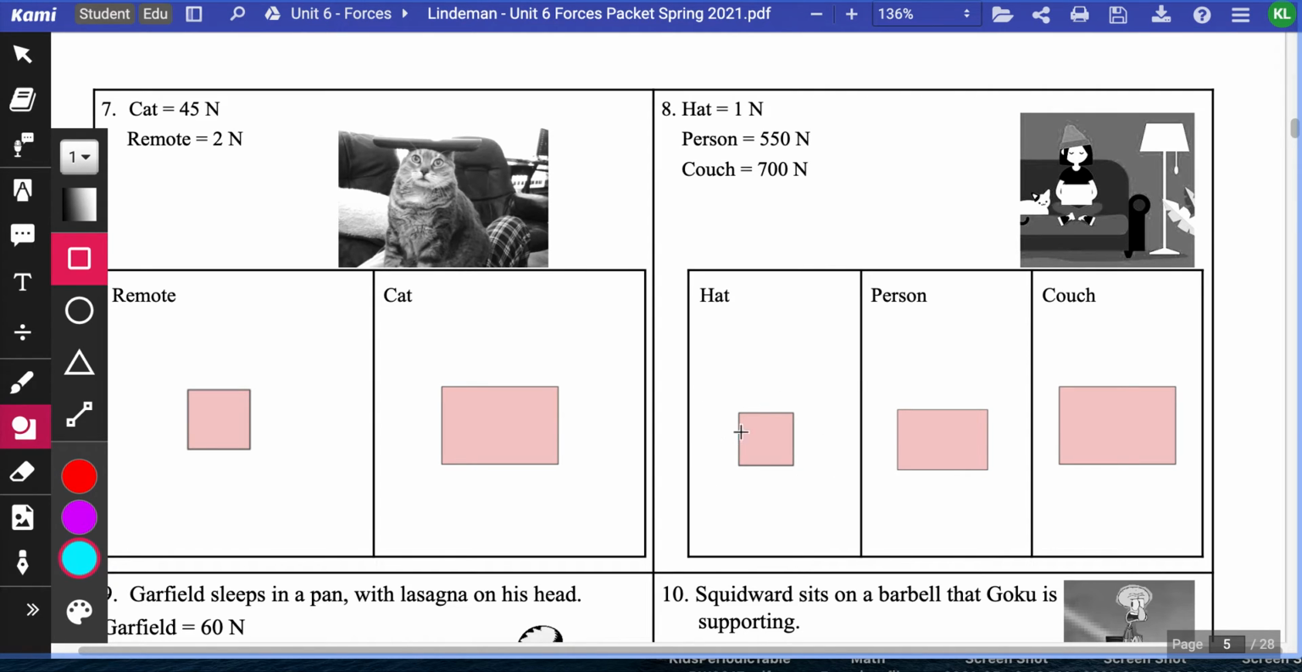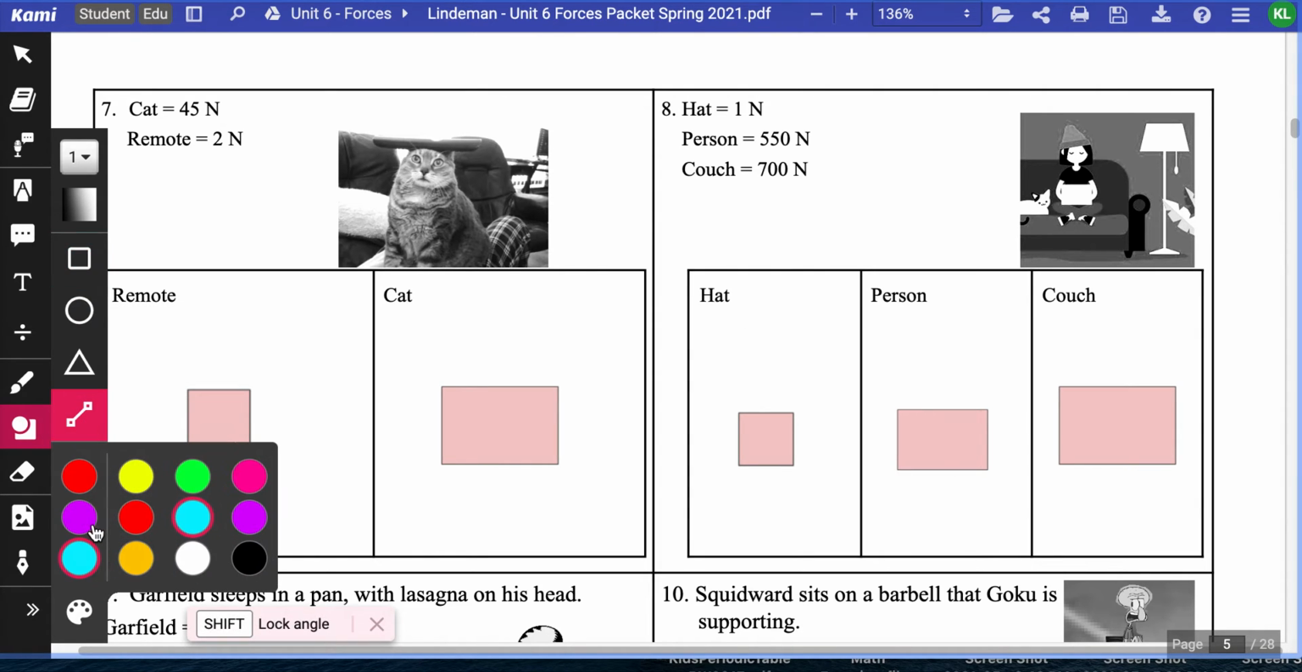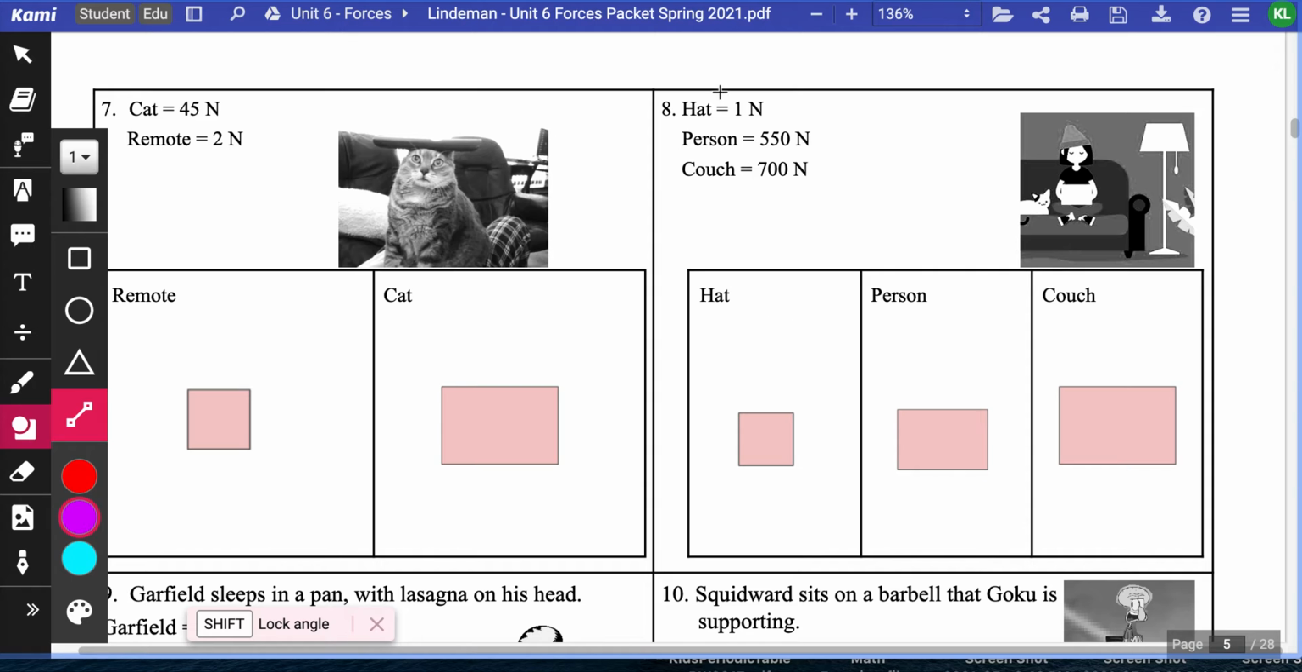So let's do the hat first, because we know that whatever is at the top of the stack, that's the normal one. You also always want to start at the top of the stack because the normal for the top object is going to tell you the push force for the next down object. Okay, and we'll go through what we mean with that. Okay, so the hat weighs 1 Newton. So I'm going to draw some tiny arrows here.